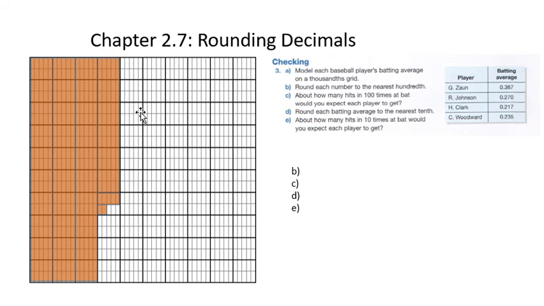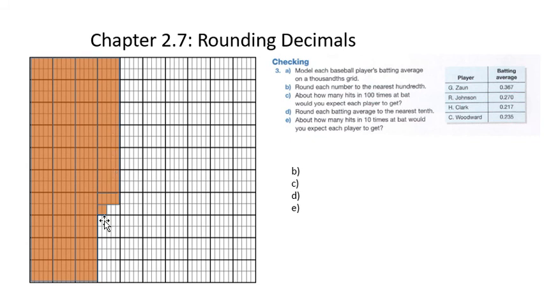So this one I've already filled in for Zahn. That's a 0.367, or batting 367 in baseball terms, but in math terms we're going to call it a 0.367. So right here we can see we have 3 tenths, 6 hundredths, 7 thousandths. So I've written it here in red. Here we have 1 tenth, 2 tenths, 3 tenths, 1, 2, 3, 4, 5, 6 hundredths.